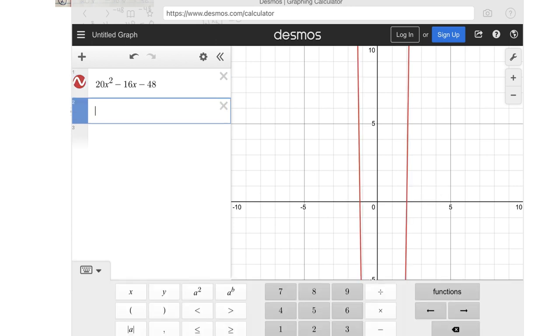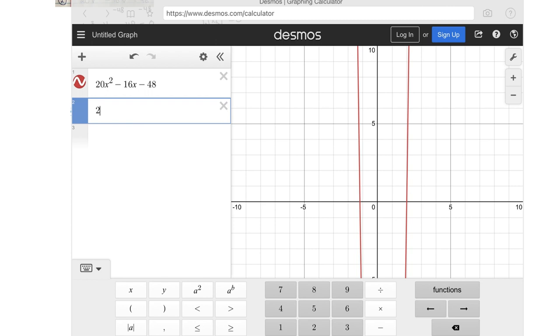Let me try. So I'm going to put 20, and then instead of the x there, I'm going to put in one of my answers, which was 2. So I'll put a 2 in there, squared, minus 16. I've got to put another 2 in there, and then minus 48. And what I want to get is 0. Sure enough, it's 0. The other answer I had was 6 over 5, wasn't it? Let's try that. 6 divided by 5 in there, and right here, 6 divided by 5.